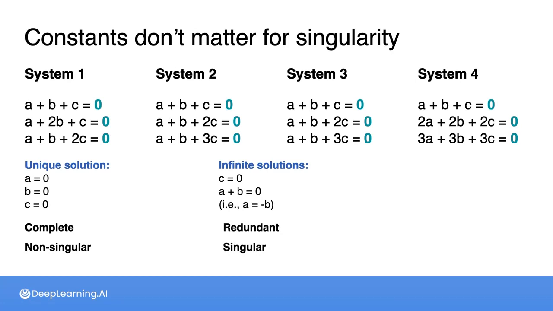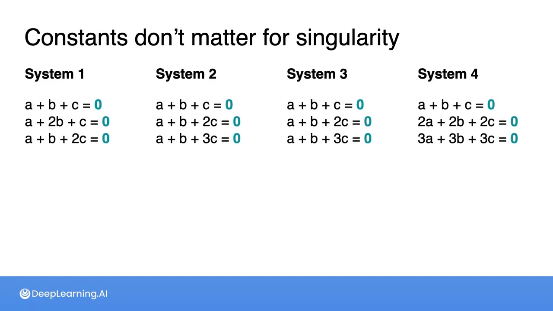And the fourth system, well, its solutions are all the points for which the 3 coordinates add to 0. That means a can be anything, b can be anything, and c needs to be minus a minus b for the 3 to add to 0. And the system is redundant and singular.